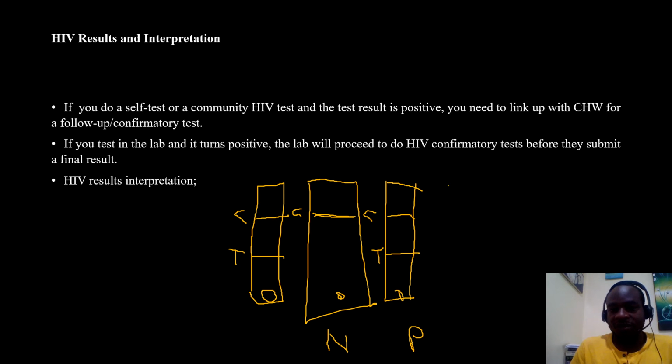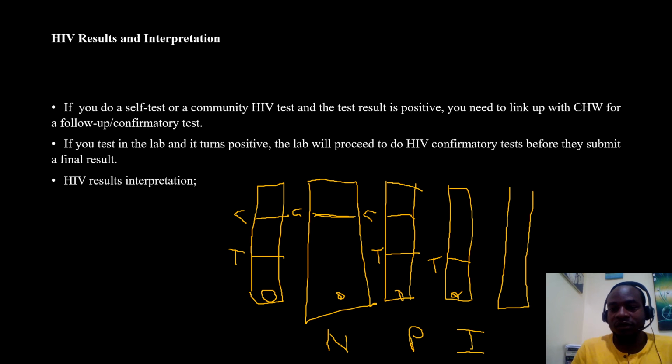Then we also have another result, result number 3. This is your blood. You've waited for 20 minutes and you've only seen one line here at the test. This is an invalid result, and the test must be repeated. See the fourth result here. This is your blood, then you don't see any line at all. This is also an invalid result, and this must be repeated.